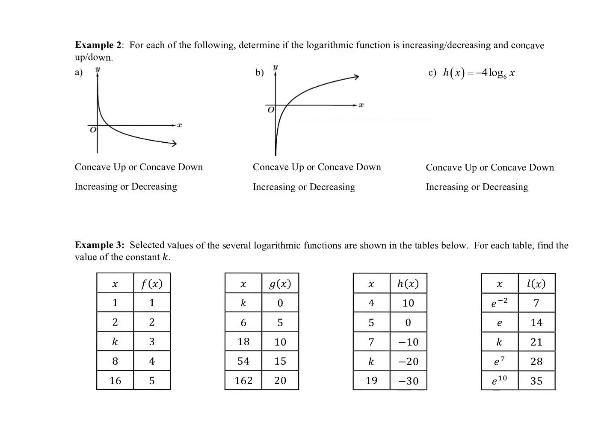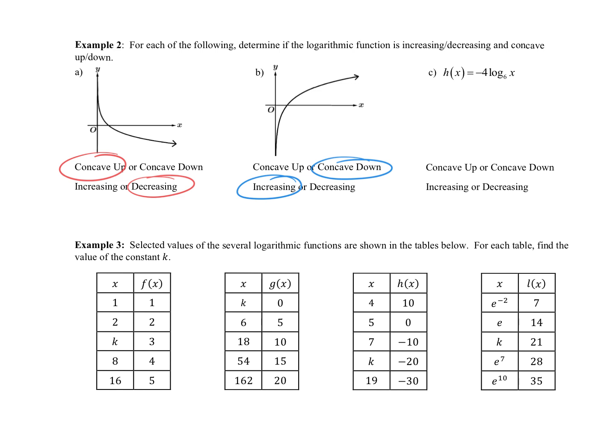Example 2, for each of the following, determine if the logarithmic function is increasing or decreasing and concave up or down. All right, calling somebody. Let's look at part A. Is this concave up or concave down? Concave up. Is it increasing or decreasing? Decreasing, going down. Next one: concave up or concave down? Concave down. Increasing or decreasing? Increasing. Very nice.